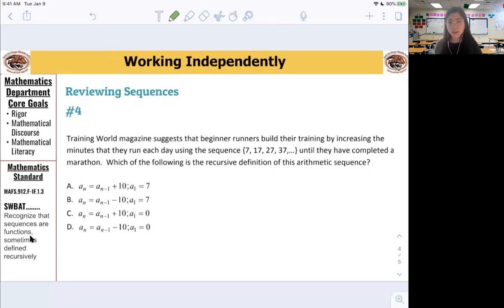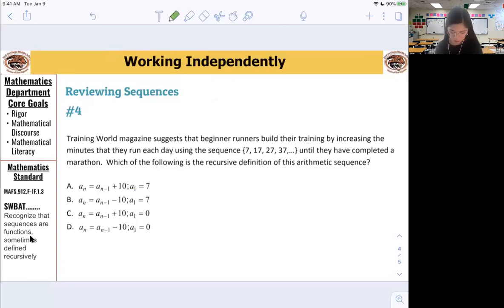Very, very similar idea, but it's got a slightly different type of equation. So let me just read. Training World magazine suggests that beginner runners build their training by increasing the minutes that they run each day using this sequence: 7, 10, 27, 37, until they have completed a marathon. Which of the following is the recursive definition of this arithmetic sequence?